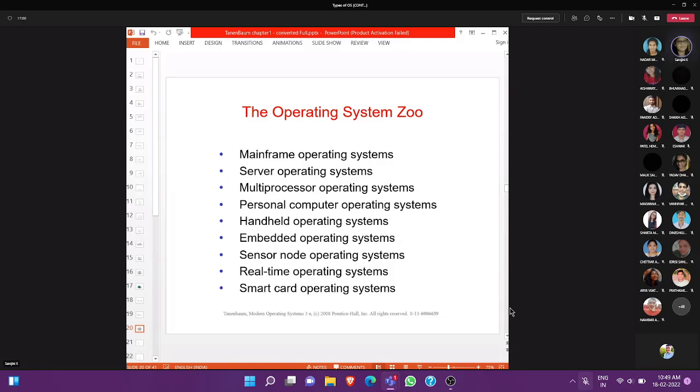Okay. During the last lecture, we discussed the mainframe operating systems, server operating system, the multiprocessor operating system, and then the personal computer operating system. What we saw in the personal computer operating system is that it gives very good support for a single user. It supports multi-programming, which is nothing but multiple processes being executed at a time. Very commonly you use it for the word processor, office suite and spreadsheet, and internet access; basic functions you can perform using a personal computer operating system.